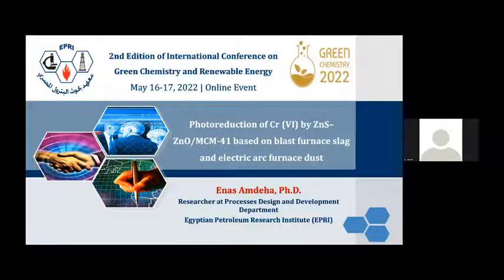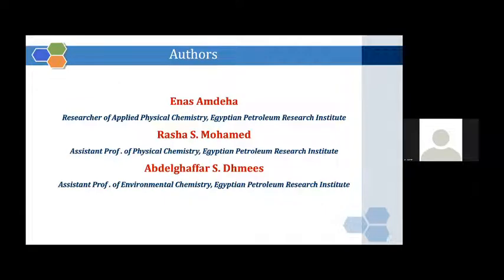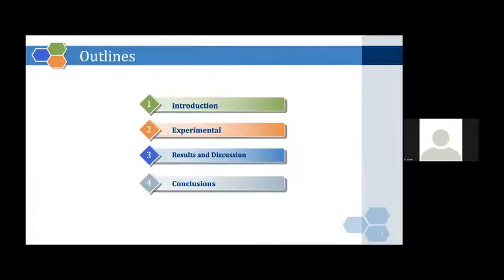Thank you. This presentation is about photoreduction of hexavalent chromium by zinc sulfide zinc oxide supported on MCM-41 based on blast furnace slag and electric arc furnace dust. Authors are Enas Amdeha, researcher of applied physical chemistry, Egyptian Petroleum Research Institute, Rasha S. Mohammed, Assistant Professor of Physical Chemistry, Egyptian Petroleum Research Institute, and Abdelghaffar S.